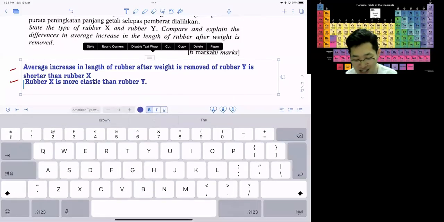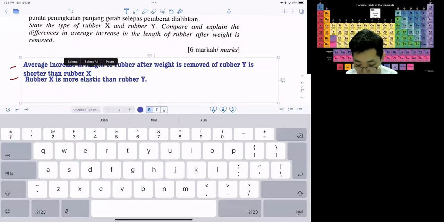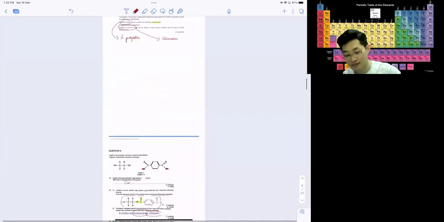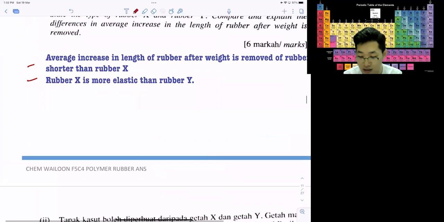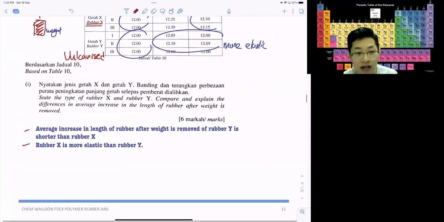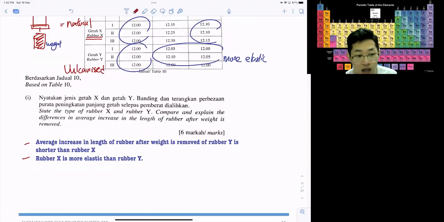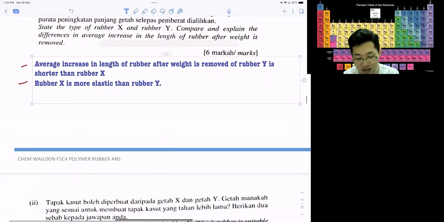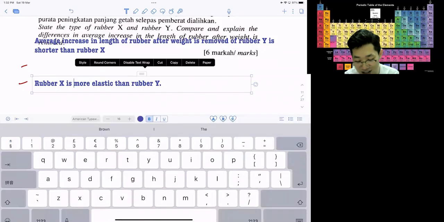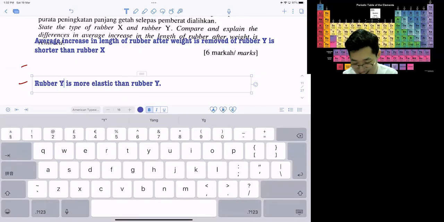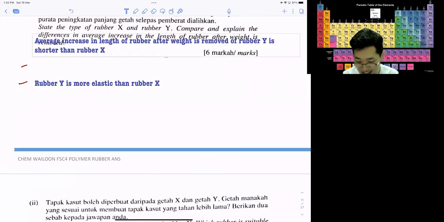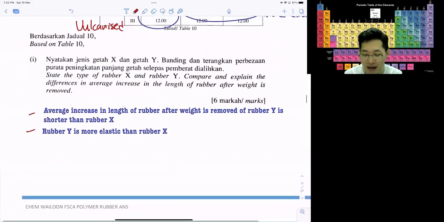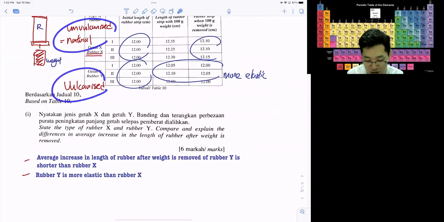In the open sentence, make the comparison. Okay, so far we got 4 marks already. Why not Y more elastic? Wait, sorry. Why cannot? Okay. Rubber Y is more elastic than rubber X. So that is one mark, 2 marks, 3 marks, 4 marks.